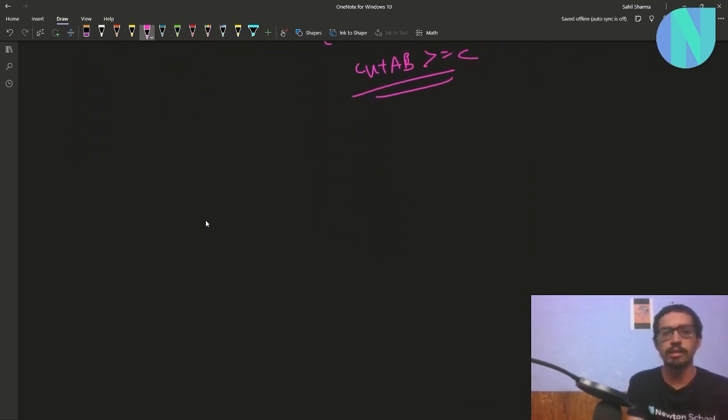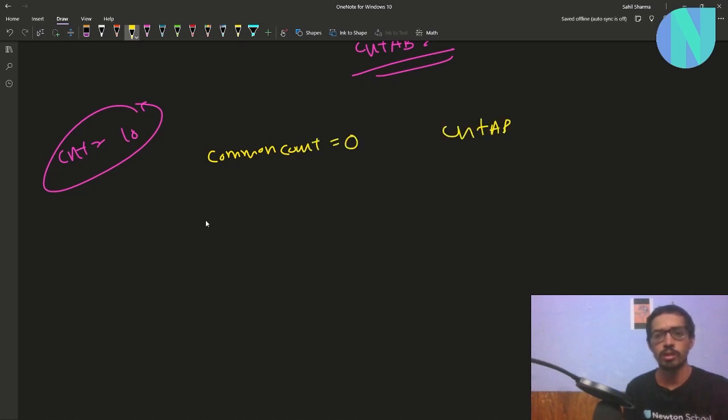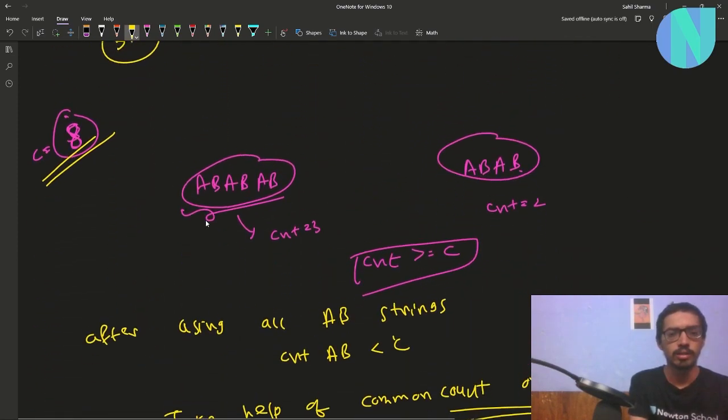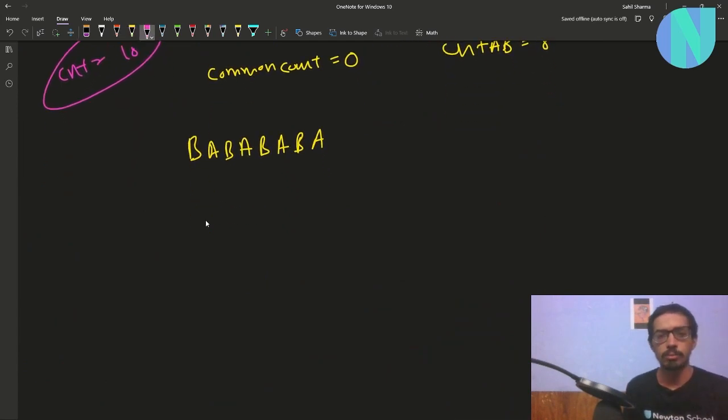Now it's also possible that there are not enough strings in common count. For example, if my C is equal to 10 now, let's say, and my common count is now equal to 0 and my count AB is now equal to 8. So still I need 2 more AB strings. So where can I find that? Now my group 2 is also empty. So now I can take help from BA strings, as you can see here, right?